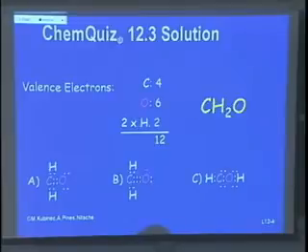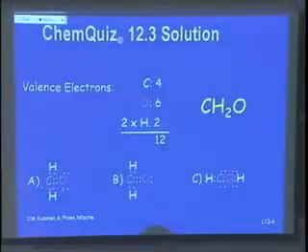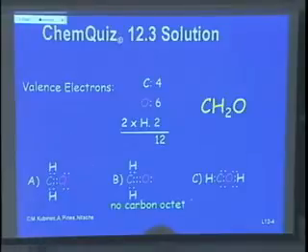Octet rule fulfilled. Hydrogen, duet rule fulfilled. Okay, what's wrong with that? Carbon has 2, 4, 6, 8, 10. So this is not the octet rule fulfilled. With carbon, you should fulfill the octet rule. Let's see. With hydrogen, duet rule fulfilled. Carbon, 2, 4, 6, 8, also fulfilled. Oxygen, 2, 4, 6, 8, also fulfilled. That must be the structure. Let's open. No carbon octet, and 14 electrons.